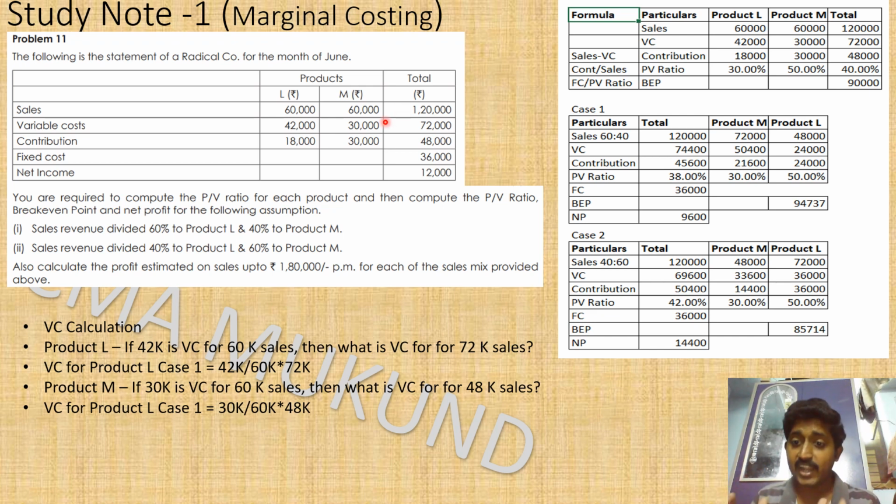Maintain sales as 1,20,000, but divide the sales into the products, 60% for L, 40% for M. Okay, so 60% for L, 60% of 1,20,000 is 72,000.